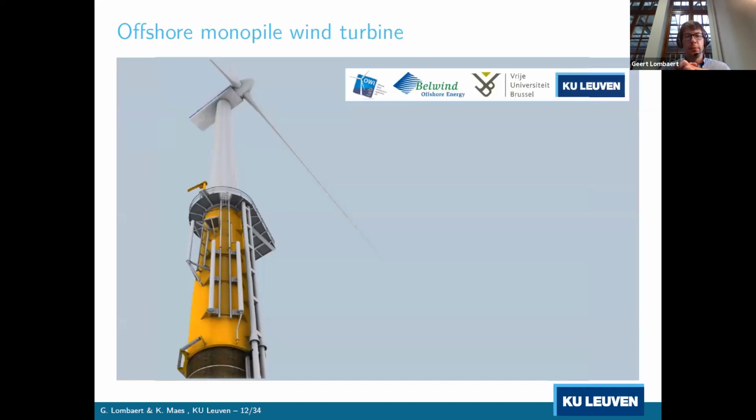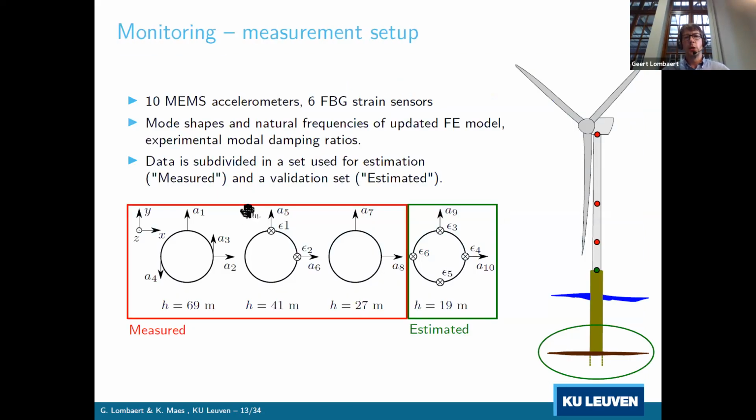So the first application involves an offshore monopile wind turbine, where we've used data which was kindly provided to us by the colleagues from VUB in Brussels and OE Lab. The data here consists of accelerometers and strain sensors, which have been applied to a number of positions at different heights of the wind turbine tower. So those are the data that are available.